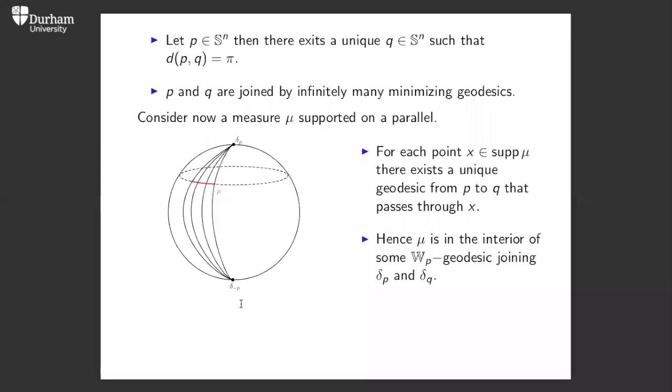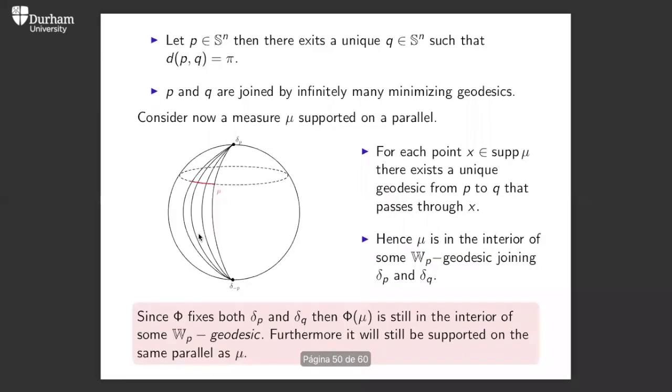So this already tells me some things about how measures can be in the interior of Dirac deltas. And I use this to obtain that since phi fixes both delta P and delta Q, then phi of mu will be in the interior of some geodesic. And what's more is that this phi mu will be supported in the same parallel as the original one.